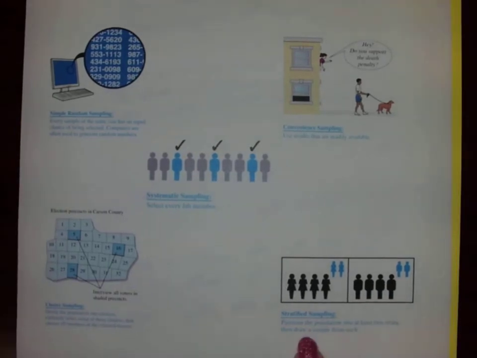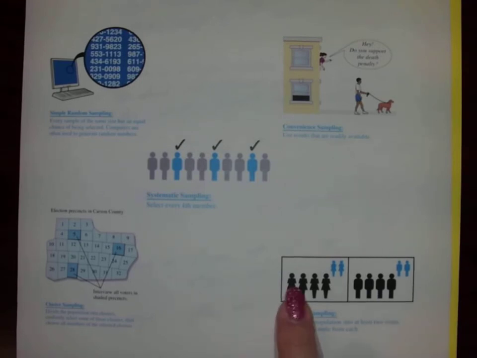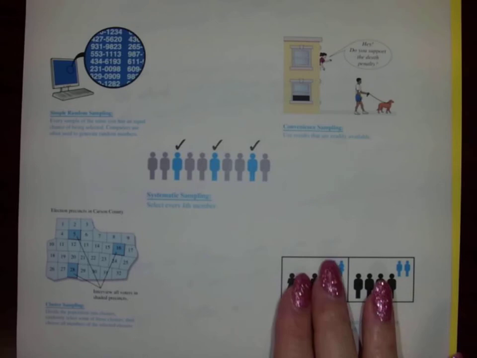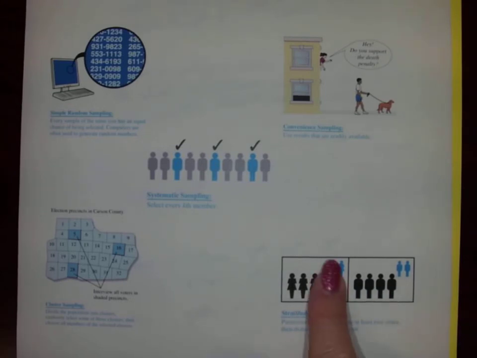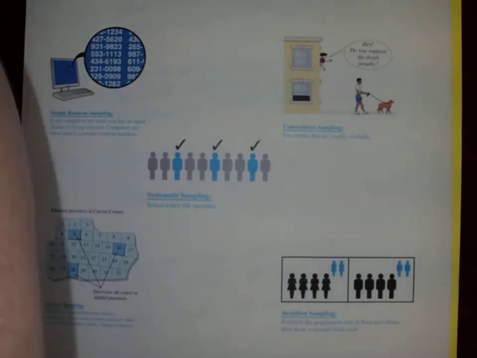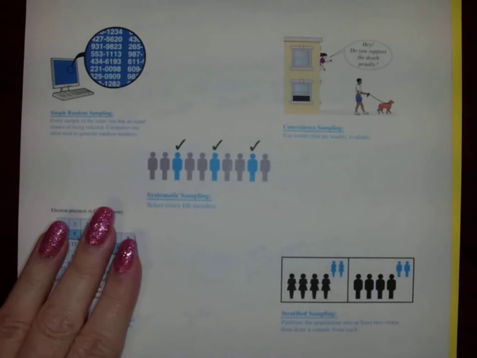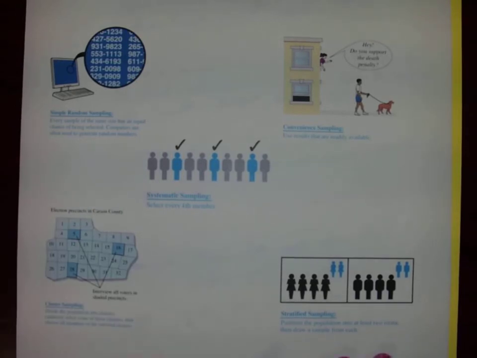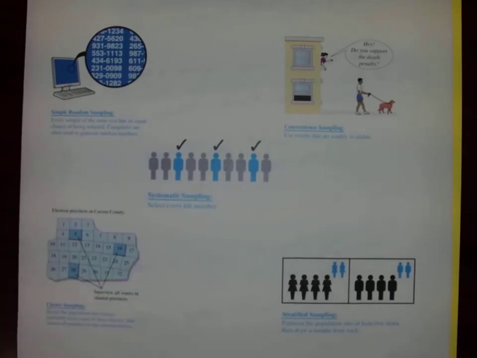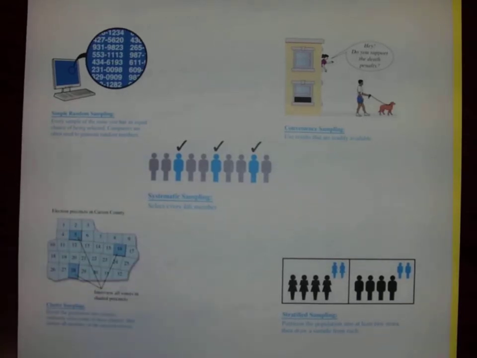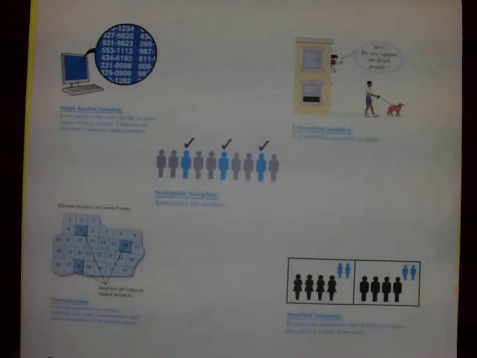And then stratified: you partition the population into at least 2 strata, like females and males, and then draw a sample from each one. So I might draw a sample of some girls and some sample of some boys. So they're in separate groups. We might look at football players versus basketball players, or we could break it up into business majors versus music majors. Those would be strata.